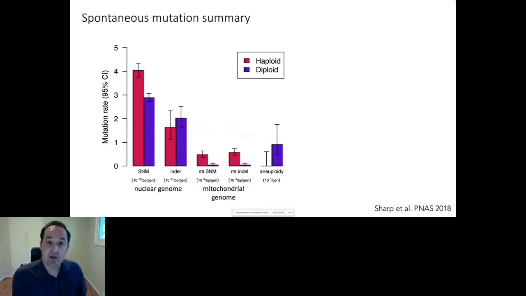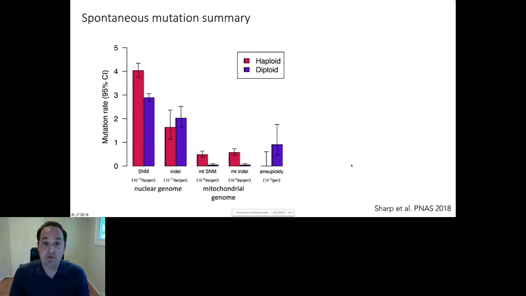We see that haploids have a higher rate of single nucleotide mutation in the nuclear genome. No difference between haploids and diploids in the rate of indel mutations, although there are fewer of these to work with in the data set. And we see quite a strong increase in both single nucleotide mutations and indels in the mitochondrial genome in haploids.